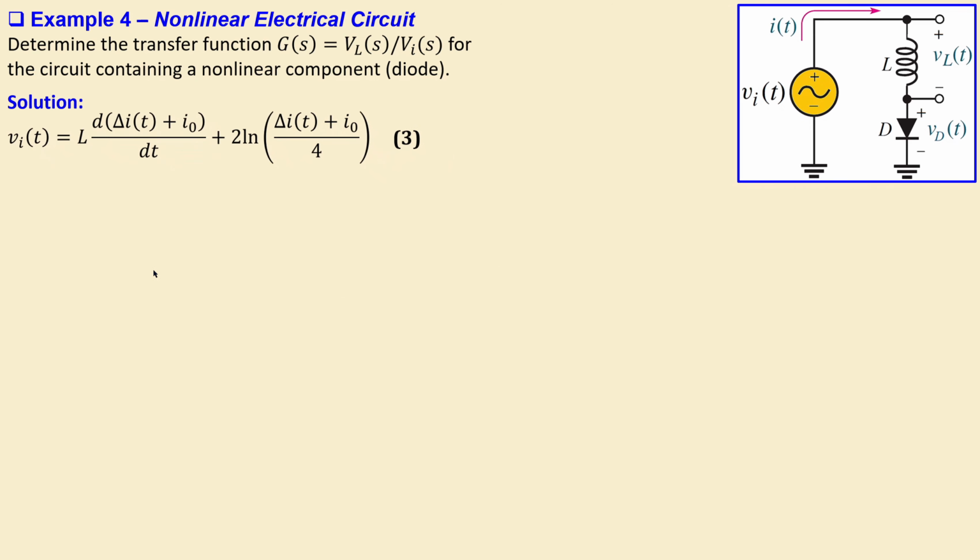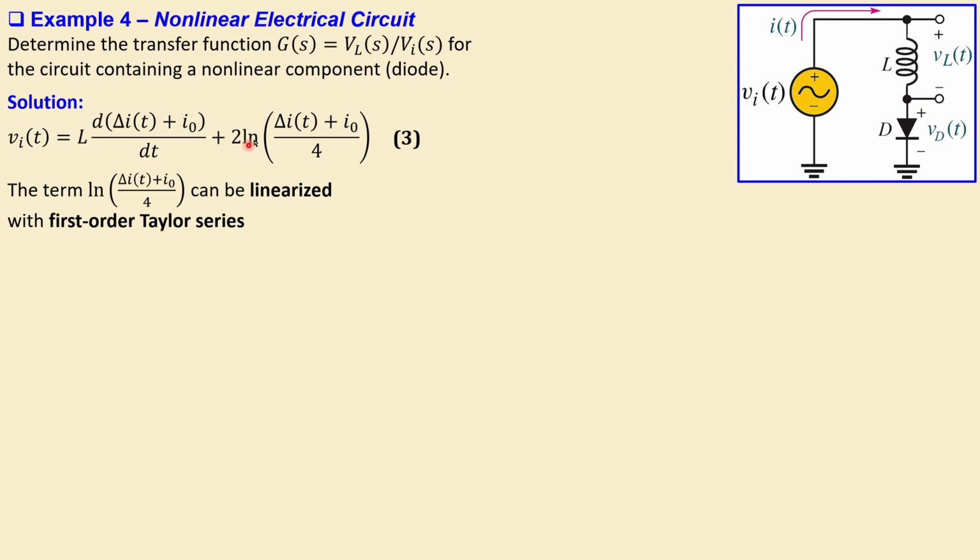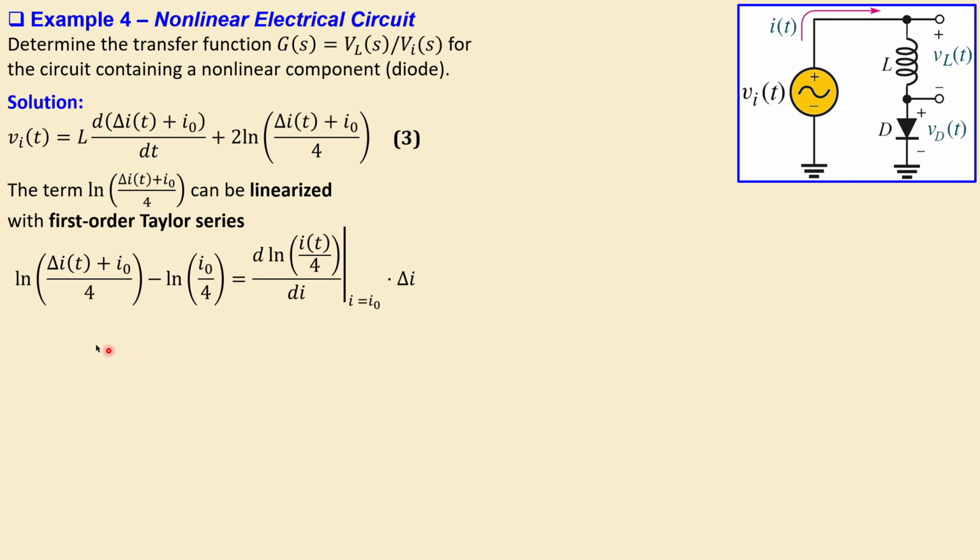Now moving on, what's happening now? This can also be linearized in the same manner we did for the functions, because we can now linearize also the ln. Same format: ln of delta I plus I0 over 4, minus ln of I0 over 4, is equal to the first derivative of that function evaluated at I equal to I0. I need to differentiate it, of course, with respect to the current. Remember, it's not differentiated with respect to time, because I am now approximating or linearizing with respect to the current, which is very important.